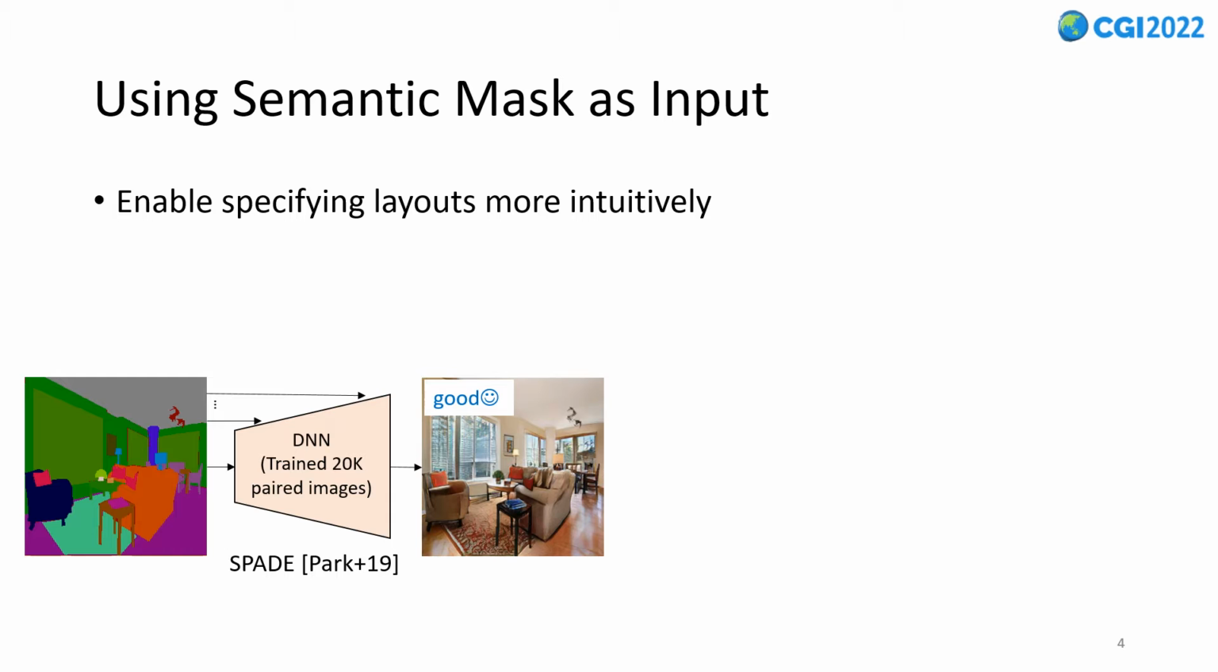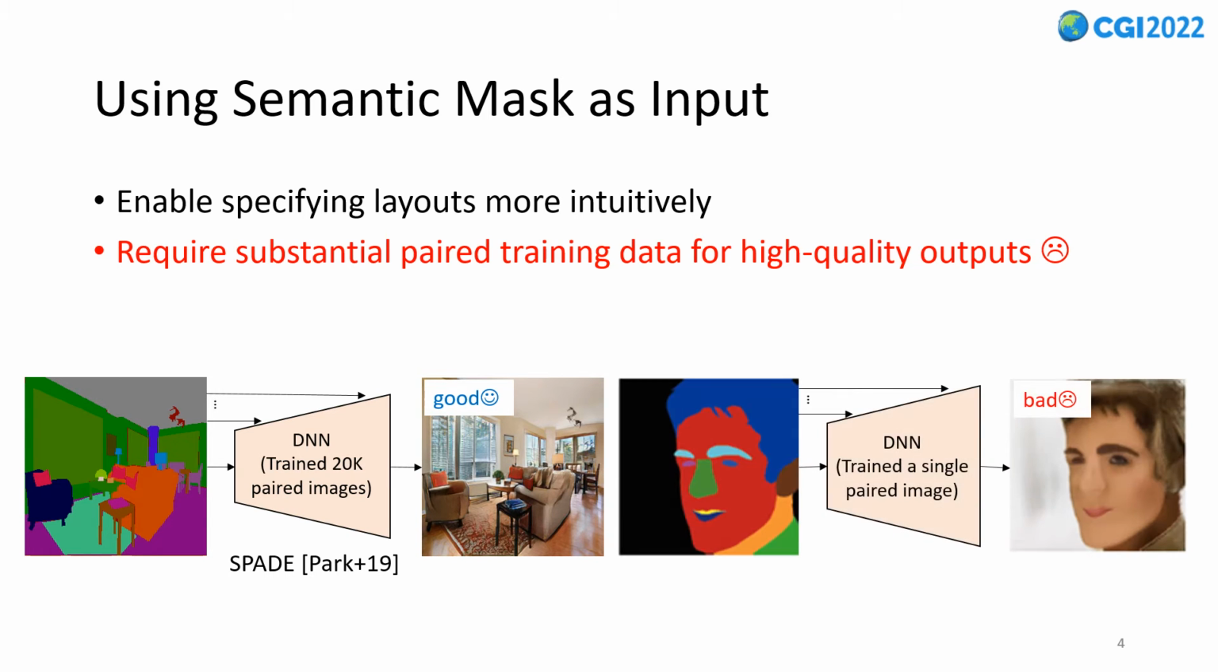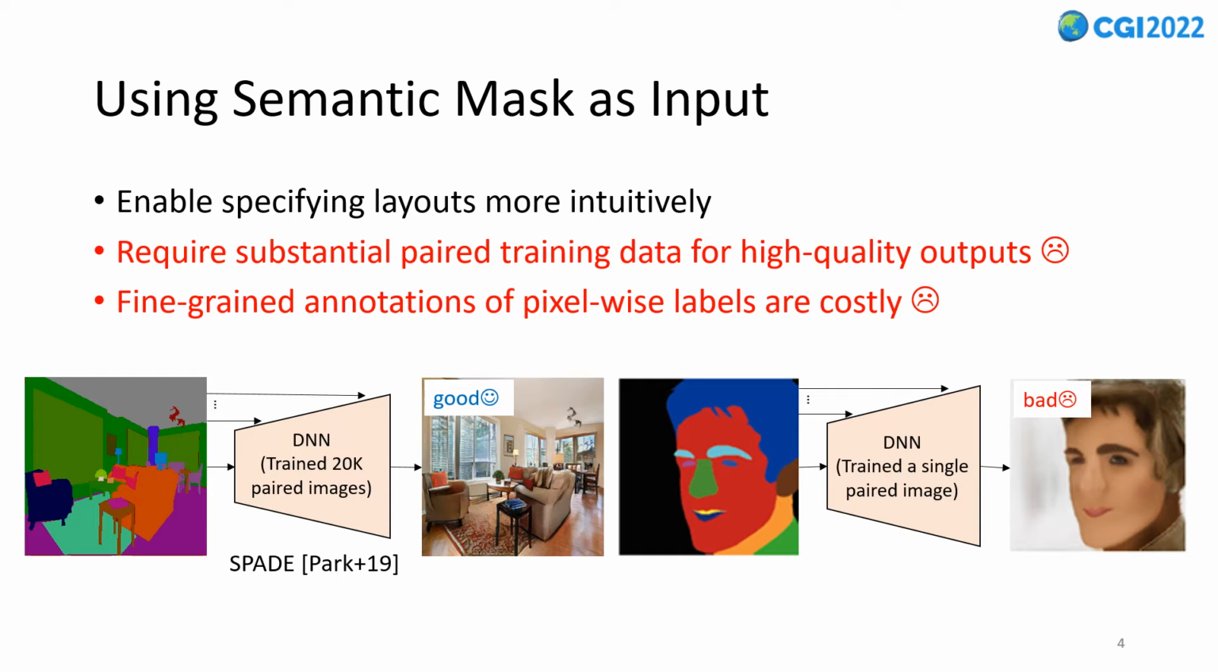A more intuitive approach may be to use a semantic mask as input. This approach enables specifying layouts more intuitively. However, it requires substantial paired training data for high-quality outputs. As you can see, a DNN trained with 20,000 paired images can generate photorealistic images, but a DNN trained with a single paired image cannot obtain such results. Also, fine-grained and pixel-wise annotations using dense semantic masks are costly.